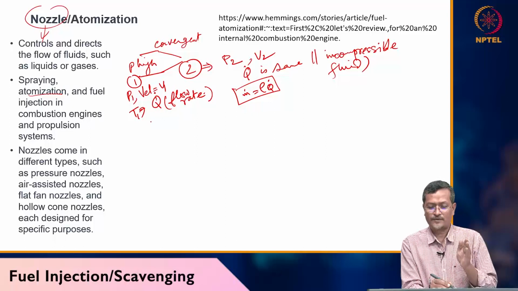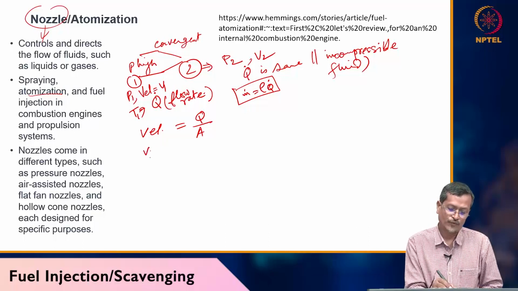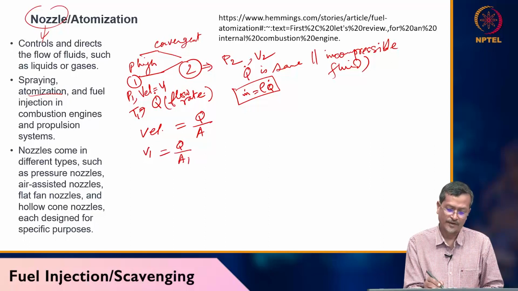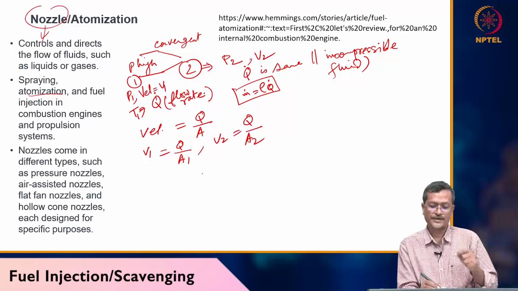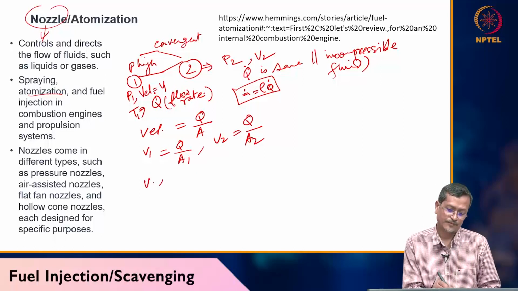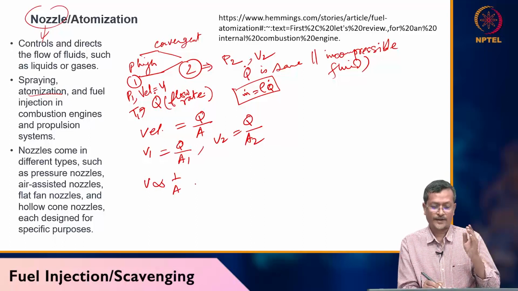Now what is happening at 2? You see this diameter is changed. So velocity equals flow rate divided by area. Now V1 equals Q1 by area 1, V2 equals Q by area 2. You see the Q is same, so area and velocity are inversely proportional. V is proportional to 1 by A. Now at point 2, because velocity increased, your pressure will be dropping.